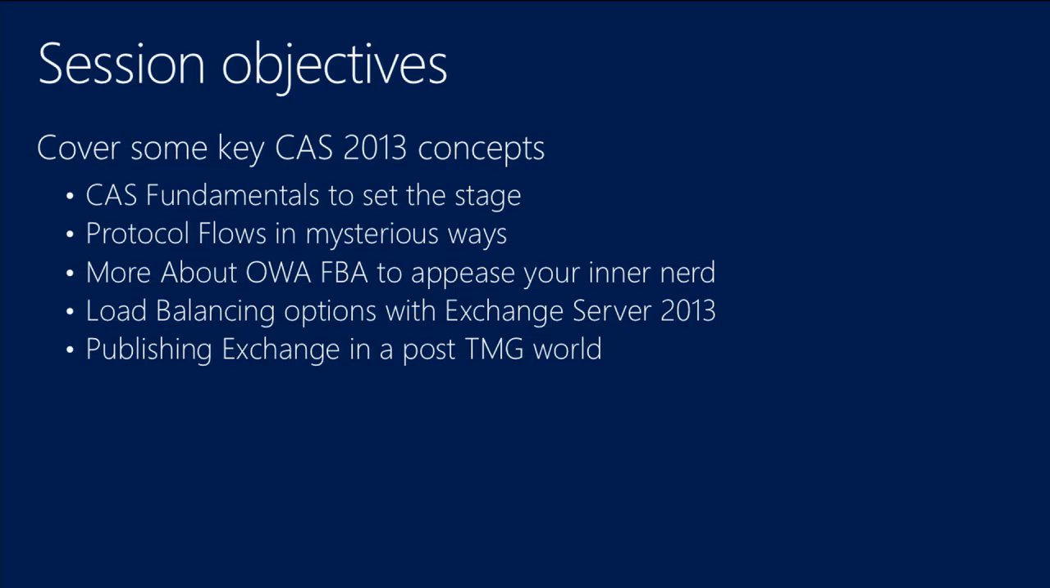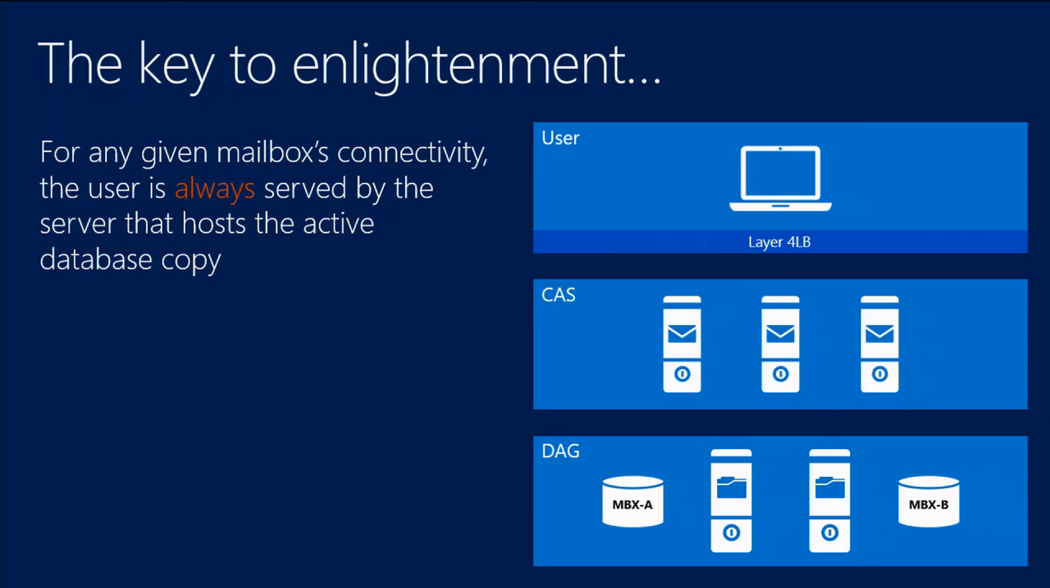So let's start with a picture that we use quite a lot because it's a very simple, clear way to explain CAS at quite a high level. For any client accessing their mailbox, we've got the user at the top here, they are always going to be serviced, the protocol is always going to be serviced by the mailbox server that hosts the active copy of the database in which the user's mailbox is in. So clients will connect through a load balancer. We've got here layer 4, but it could be layer 7, it could be anything. And they all hit an individual CAS. And as you can see in this, the same user could be connected to 3 different CAS.